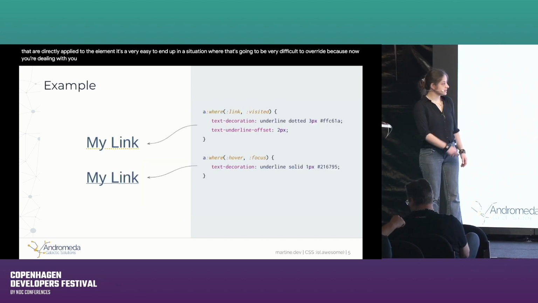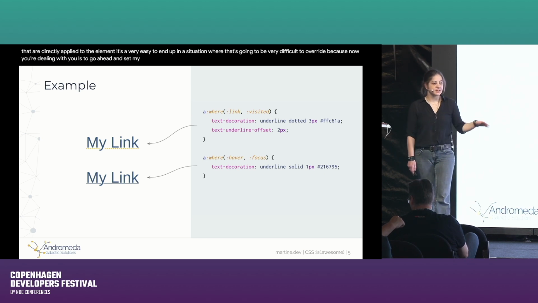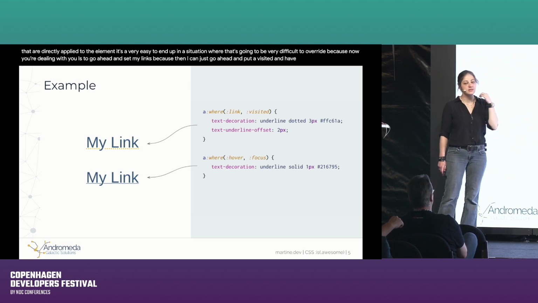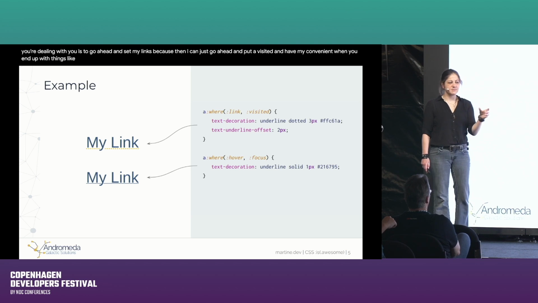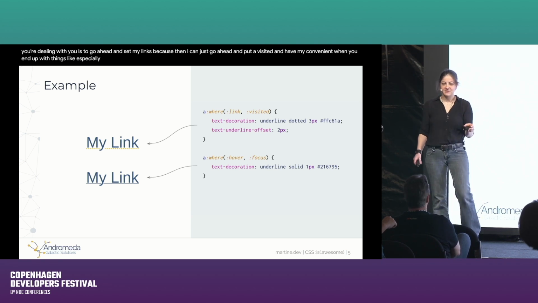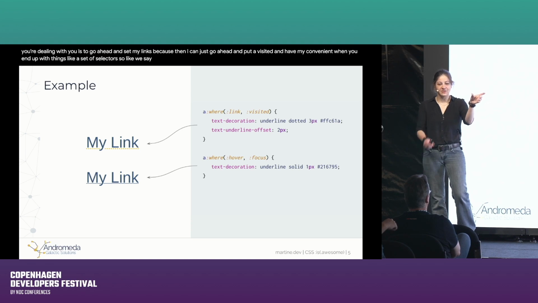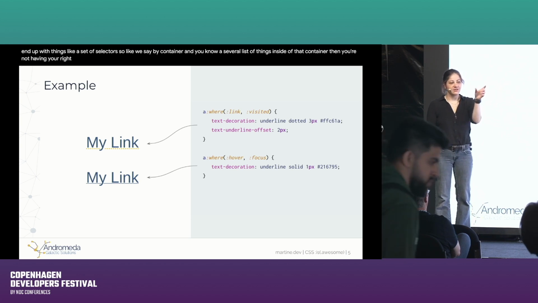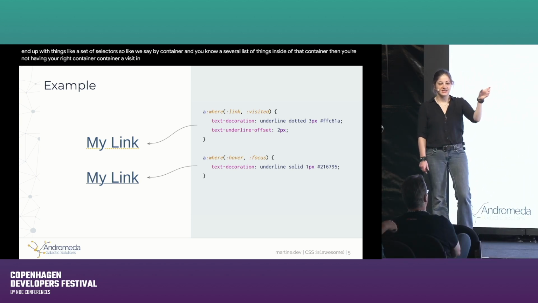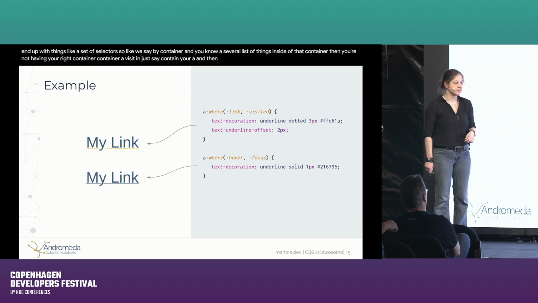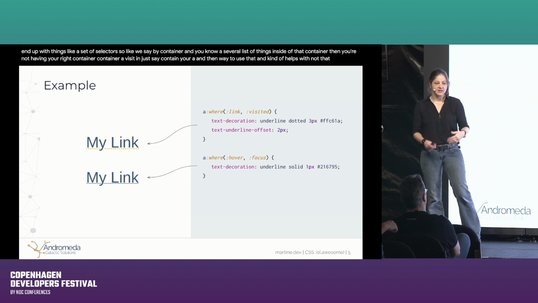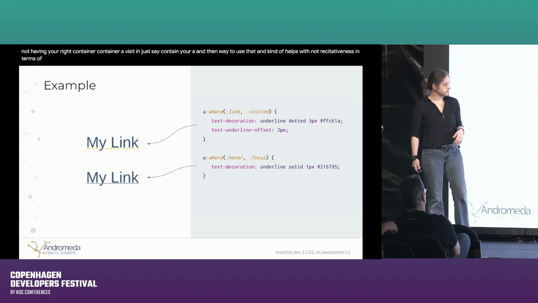So let's look at a practical example. One that I love to use with is and where is setting my links, because then I can just put a where link or visited and have my list. This is really convenient, especially if that selector is going to be in the middle of a set of selectors. Say you have my container and then several things inside of that container. Then you're not having to write container a link, container a visited. You can just say container a and then where link, visited or whatever else. That's a really convenient way to use it, and it helps with repetitiveness in the code, but the output would be very similar.